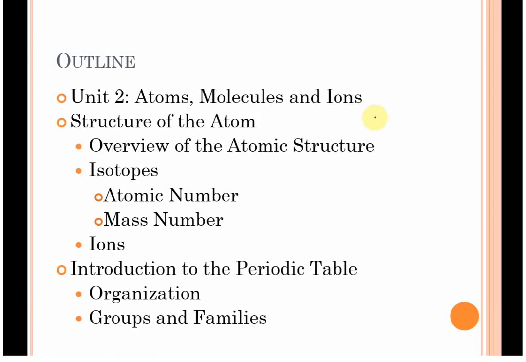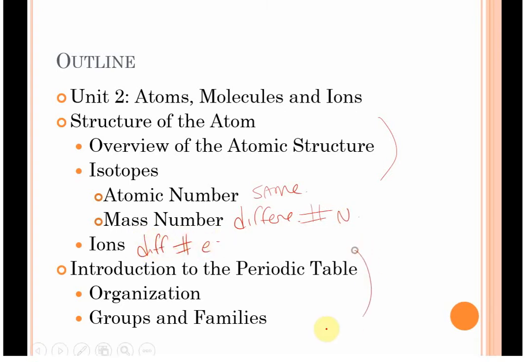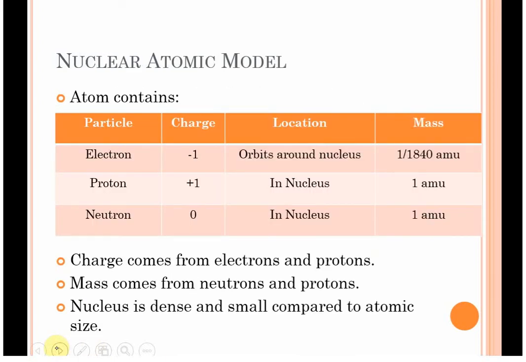So we're going to start with an overview of the atomic structure. We're going to look at how isotopes have the same atomic number but different mass numbers, and that's because they have a different number of neutrons. We're going to look at how ions have a different number of electrons, and then we're going to look at the periodic table's organization. So we ended with this slide last time, and I just want to point it out again.